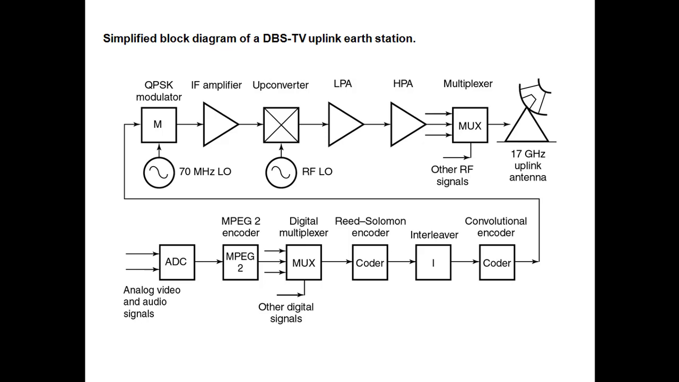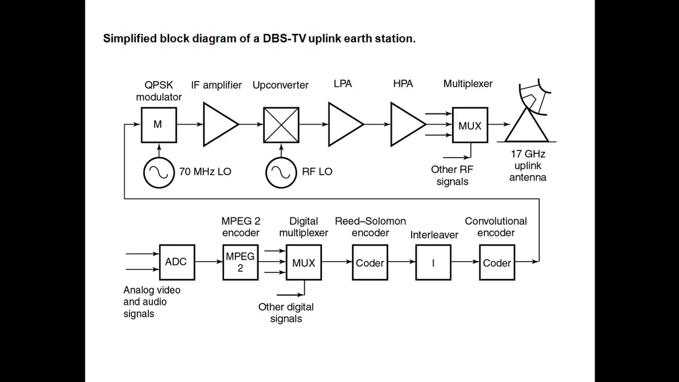The uplink station must transmit hundreds of signals to the DBS TV satellite 24 hours a day, 365 days a year. That means most of the signals are pre-recorded, either from satellite feeds, which are used to distribute new video and audio program material, or from archived material. The signals are mainly stored in digital form, allowing direct multiplexing into a bit stream for the individual transponder. An analog signal must be digitized and compressed before multiplexing, which has been shown here. First it is converted into digital, then encoded, then multiplexed, then Reed-Solomon encoded, interleaved, and then convolution encoded.